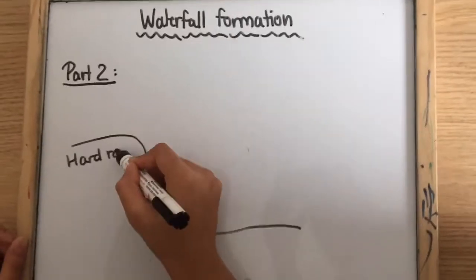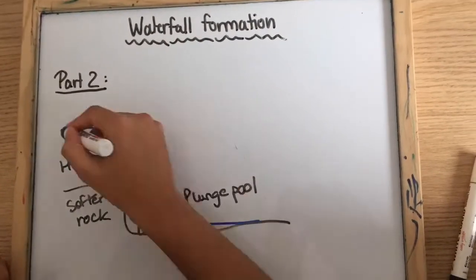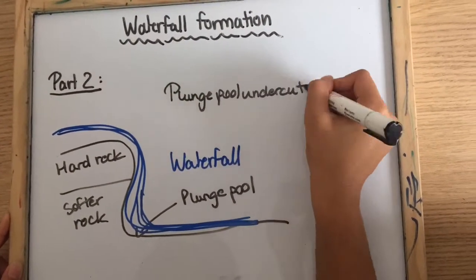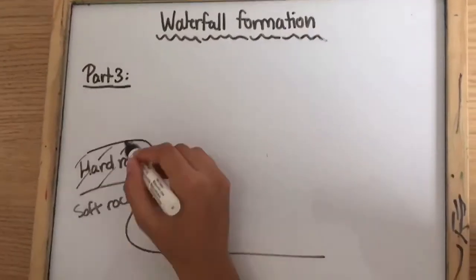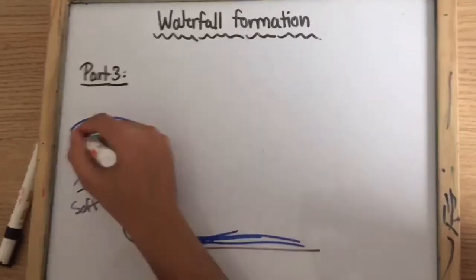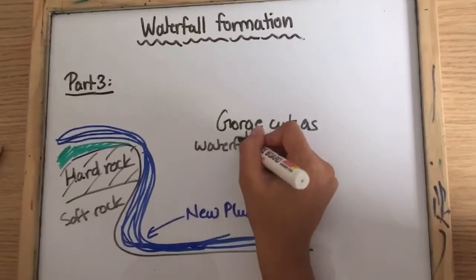The falling action forms a plunge pool at the base of the waterfall due to abrasion and hydraulic action. Eventually, the softer rock behind the fall is undercut by attrition and abrasion. Over time, the overhang will collapse as it is no longer supported by the softer rock underneath. The river slowly retreats upstream, revealing a steep-sided vertical gorge as a result.